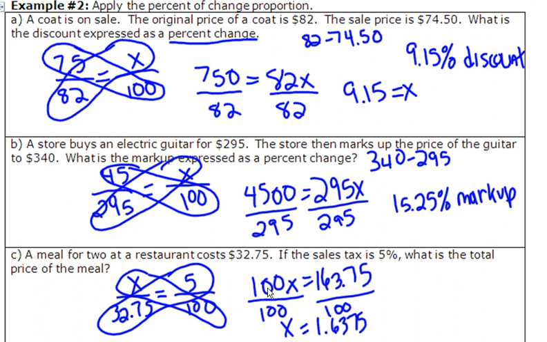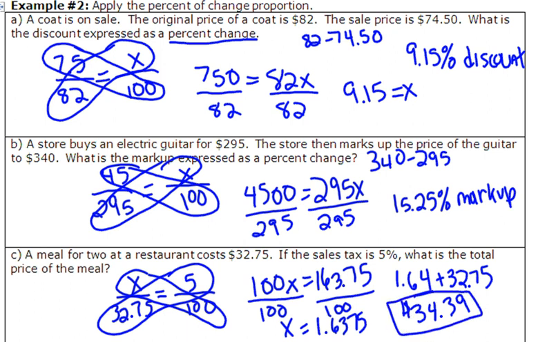That's not the total price of the meal. I'm going to take that $1.64, because we're going to round to the nearest penny, and I'm going to add it to the cost of my meal, the original price. That's going to give me the total price of the meal. So $1.64 plus $32.75 is $34.39. So that's the total price of my meal after I add in the 5% tax.